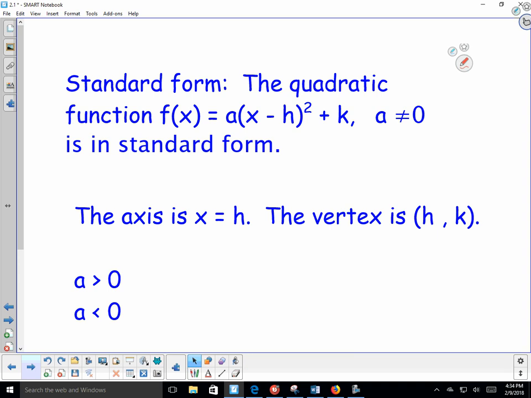Okay, so let's talk about standard form. In your textbook, they refer to standard form as this form, f(x) equaling a times (x minus h) squared plus k.